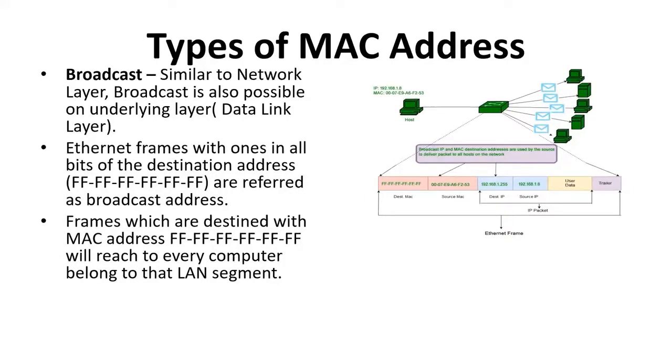Broadcast addressing sends a packet to all destinations. It is similar to the network layer; broadcast is also possible in the underlying data link layer. An Ethernet frame with ones in all bits of the destination address is referred to as all-ones. The right side diagram shows the packet reaching all addresses. Frames destined to this MAC address will reach every computer belonging to that LAN segment. This is broadcast addressing.